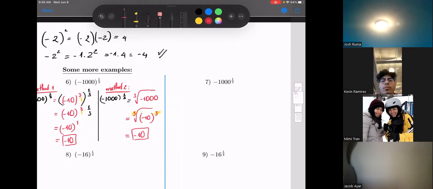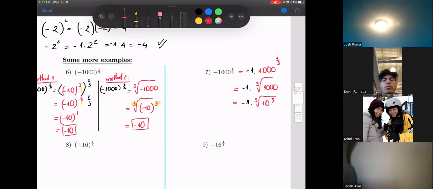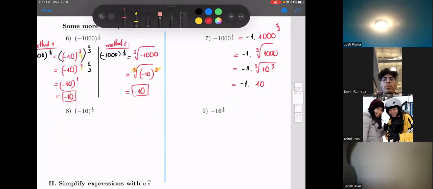So it's going to be the same thing as -1 times 1000 to the 1/3. And you want to change it into radical. So -1 times the cube root of 1000. You're good enough, you don't have to show me this step right here. But for the purpose of the lecture notes, I'm just going to put in the extra step. So the cube root of 10 cubed, which is 10, right? So -1 times 10 is -10.